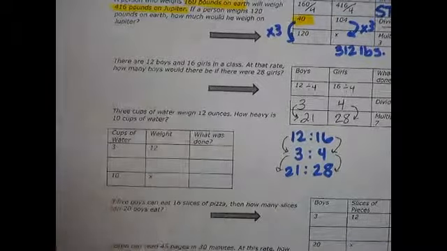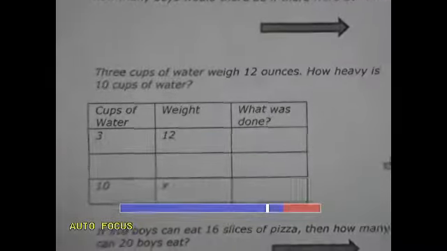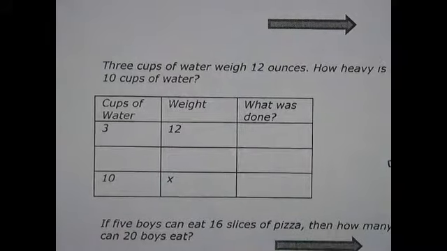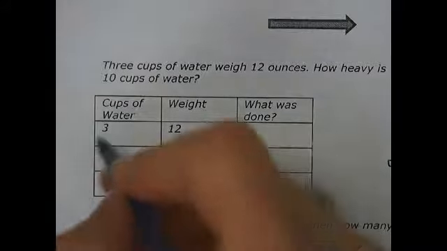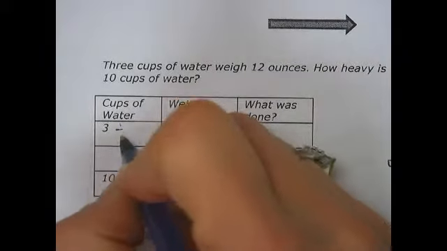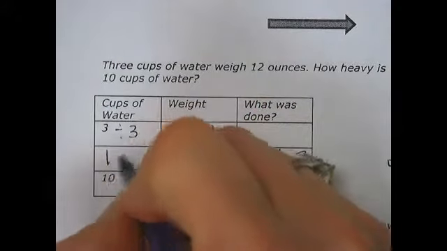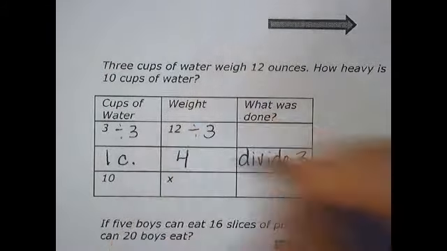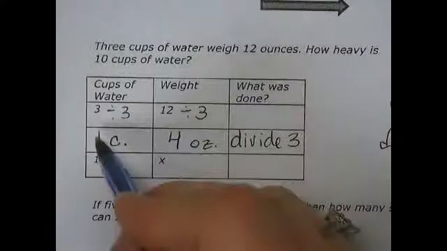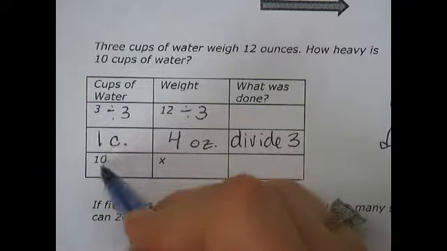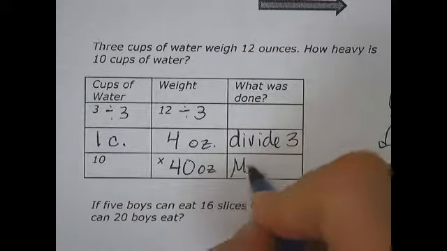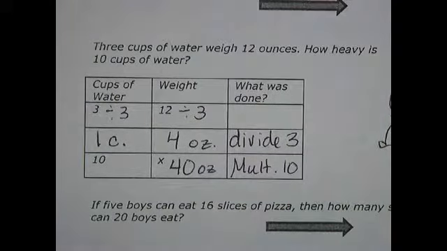So the next one. If 3 cups of water weigh 12 ounces, how heavy would 10 cups of water be? Well, we can't immediately jump from 3 to 10, so we need to figure out what to do. Well, the only thing we could possibly divide by is 3. If we divide this by 3, divide this by 3, we would get 1 cup of water has a weight of 4 ounces. And that works out pretty well. So then to go from 1 cup to 10 cups, we'd multiply by 10. So you would be left with 40 ounces.